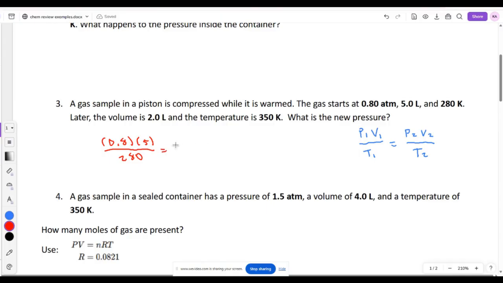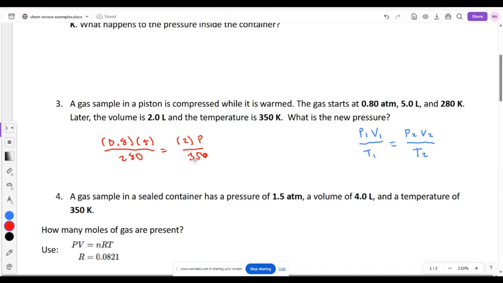All right, so now what do we got? Volume 2 is 2 liters, so I'm going to put 2 for V2. We're trying to figure out what P2 is, so we want to figure out P. And our T2 is 350 Kelvin. All right, so what are we going to do here?